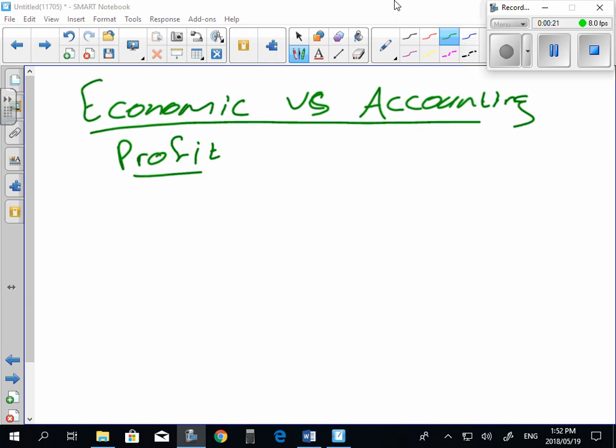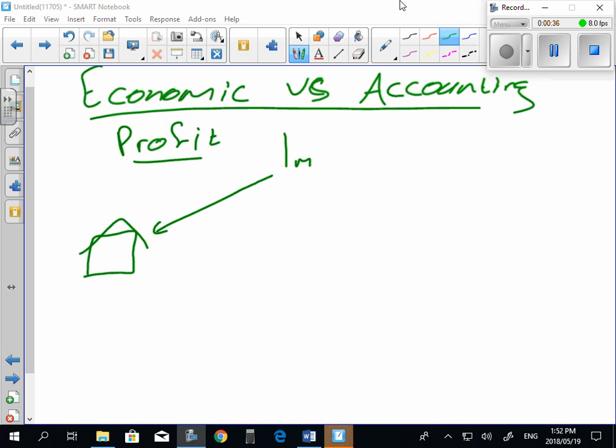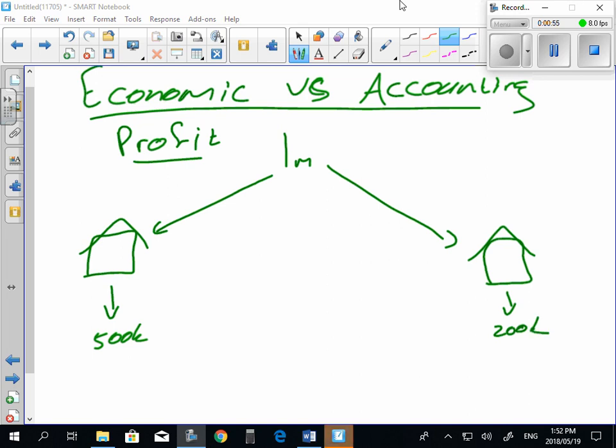So you have got 1 million rand to invest in a business. You've got two different businesses that you can buy. You can either buy this ice cream shop, invest your 1 million rand and make an annual profit of 500,000, or you're going to invest your 1 million rand and buy a clothing shop in the same shopping mall and make 200,000.